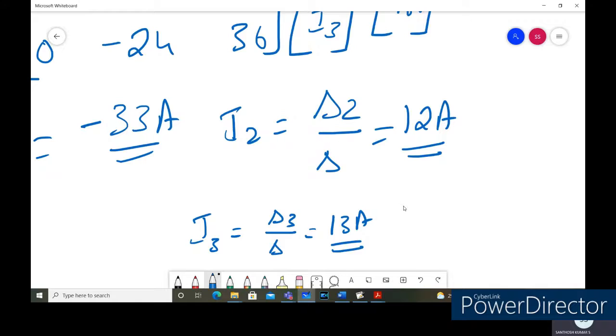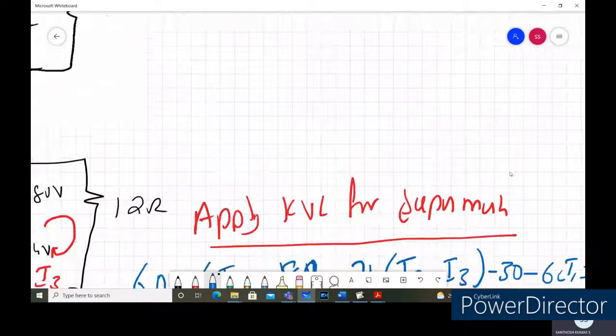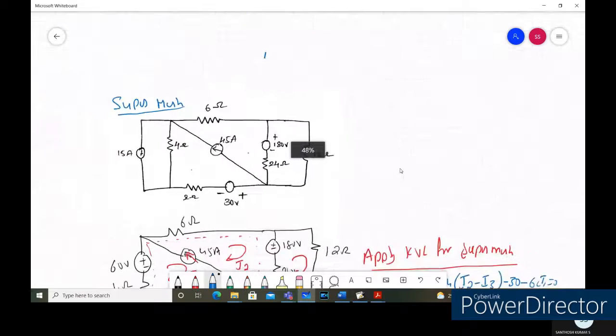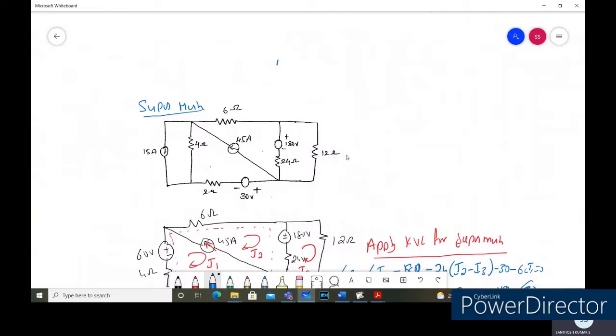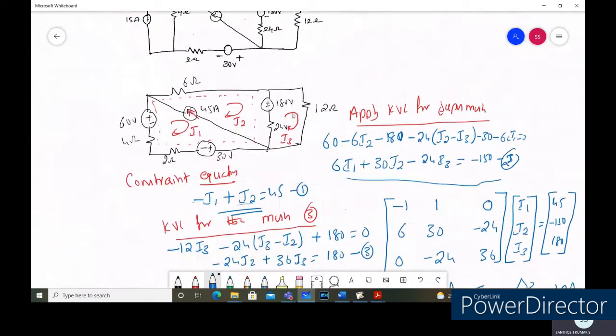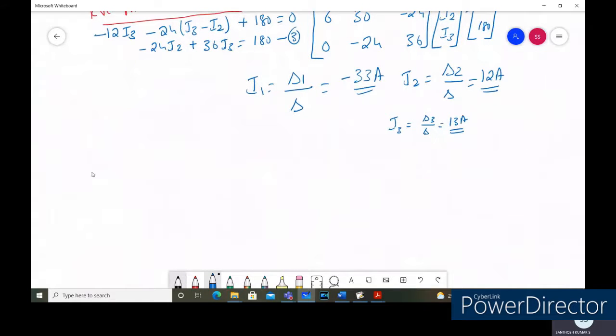And in this problem, let us find the power dissipation in the 12 ohm resistor in the circuit diagram. We need to find out the power dissipation in the 12 ohm resistor. Here the mesh current I3 is flowing through the 12 ohm resistor. So let us find the power dissipation in the 12 ohm resistor.